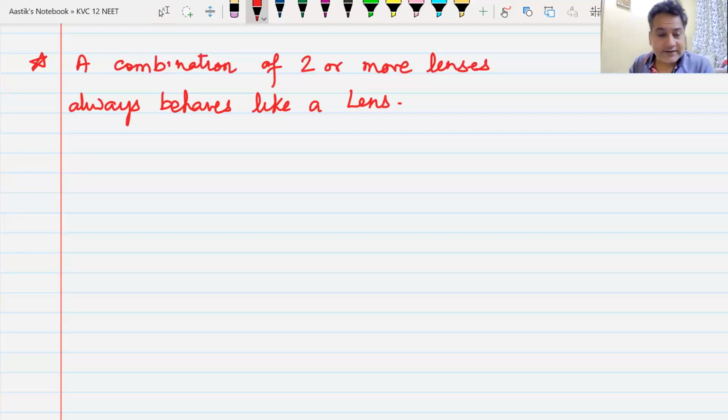When we have 2 or more lenses, the combination of 2 or more lenses always behaves like a lens. Please remember this. Please note this. I'll give you a couple of minutes to note it down. I hope everyone has noted this down, yes or no?